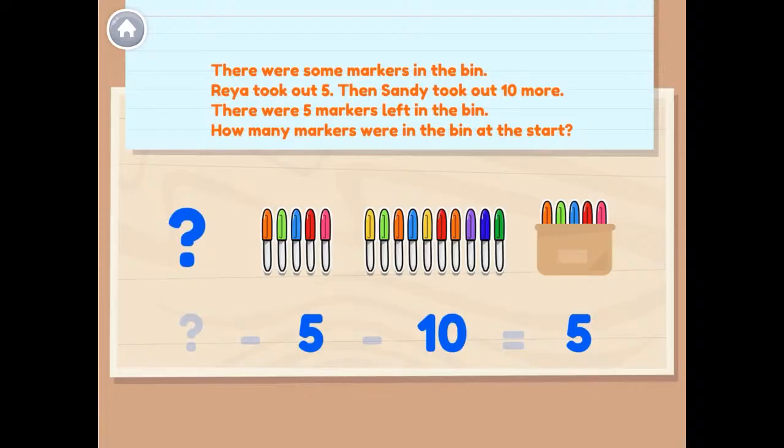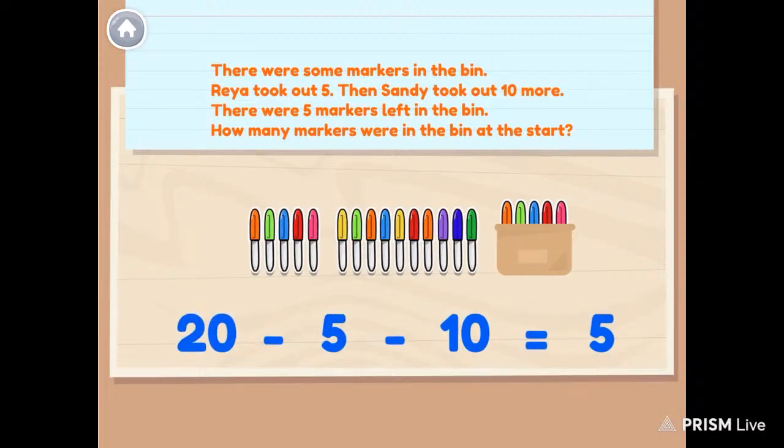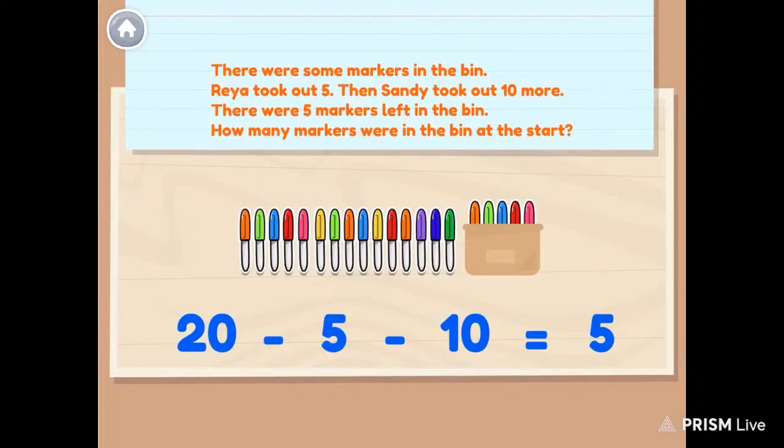These 3 numbers are all parts of the total number. We're looking for the total number of markers in the beginning. Let's add 5 plus 10 plus 5 to figure it out. There were 20 markers at the start. Your detective skills are remarkable.